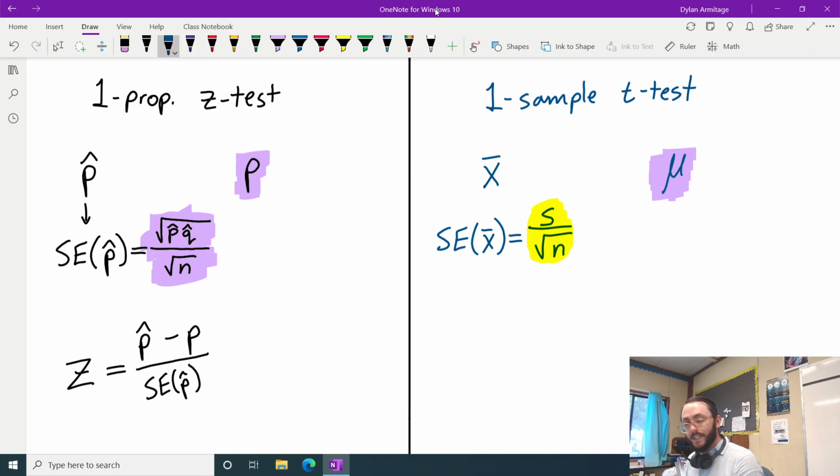Meanwhile, over in one sample t-test land, it's the same, except now we have our t statistic with n minus 1 degrees of freedom. But it's still x bar, our sample statistic, minus mu, our population parameter, divided by the standard error. So they're the same calculation overall. Just what we are comparing them to is a little bit different.